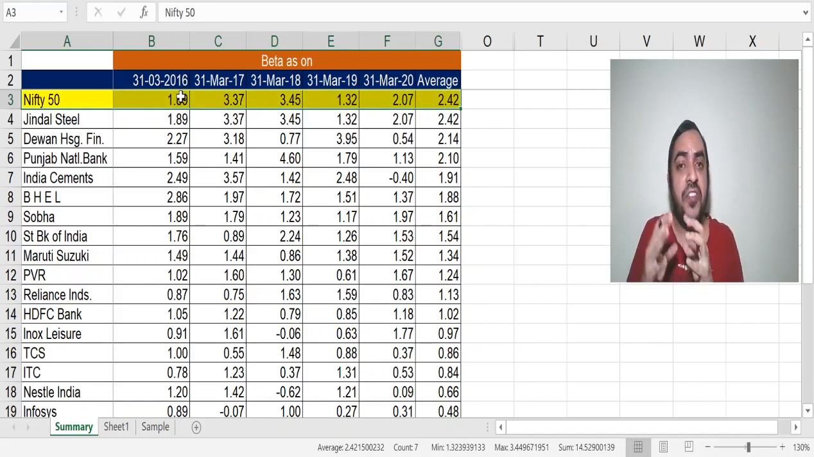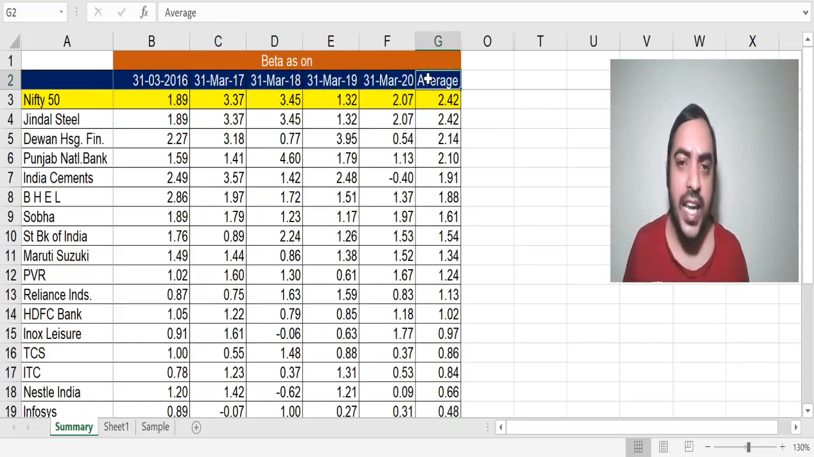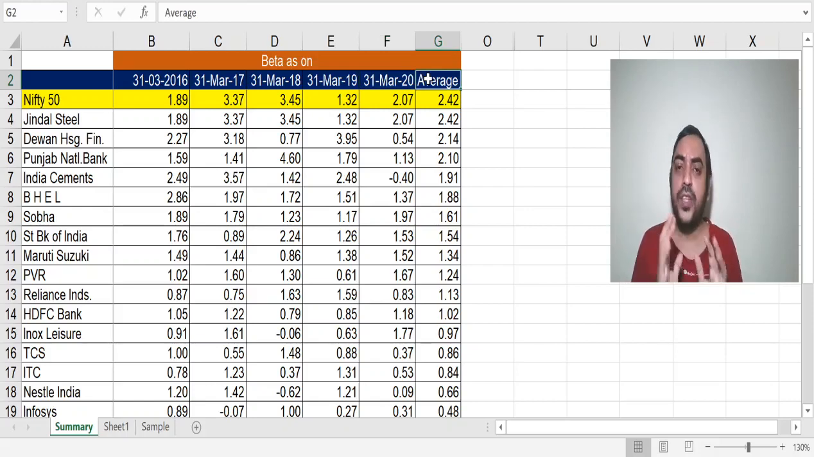So Nifty 50 I've taken as the market, and I've computed for some 25 companies, and I've calculated beta for every year. I'll show you as an example how to compute for one of the companies, then I will go into the analysis. These are the betas computed for the years 2016, 2017, 2018, 2019, and the year just ended, 31st March 2020. Then I take an average also. You can see so many numbers are visible.